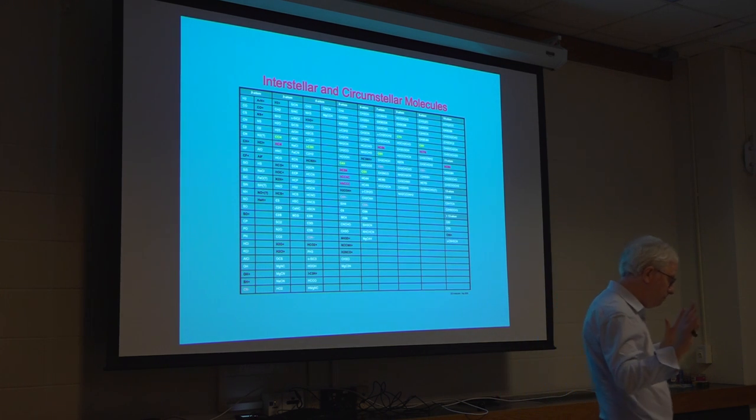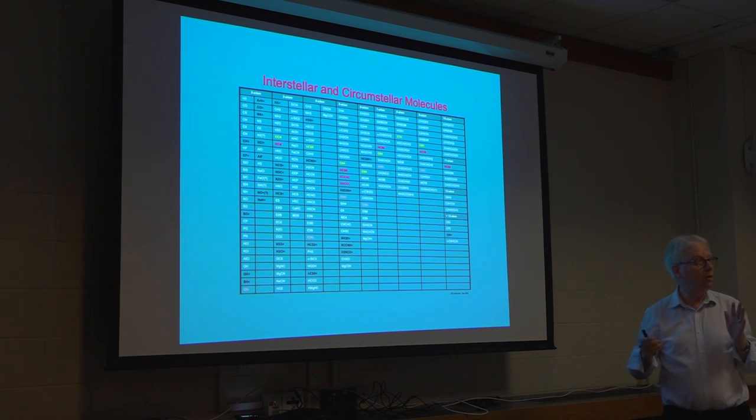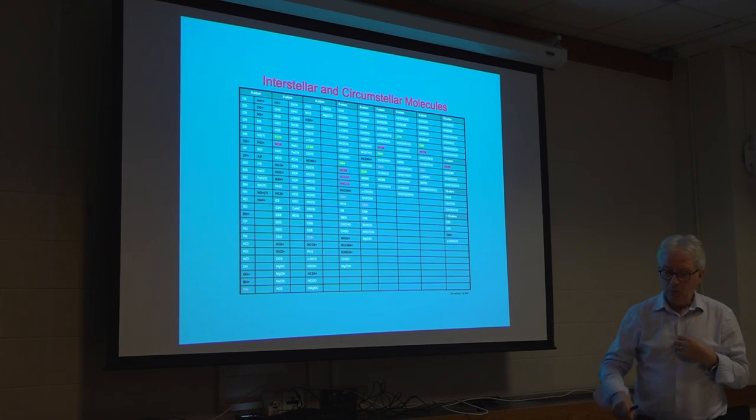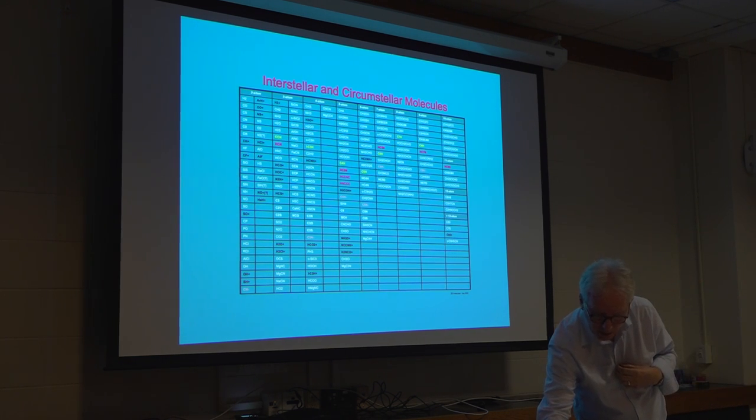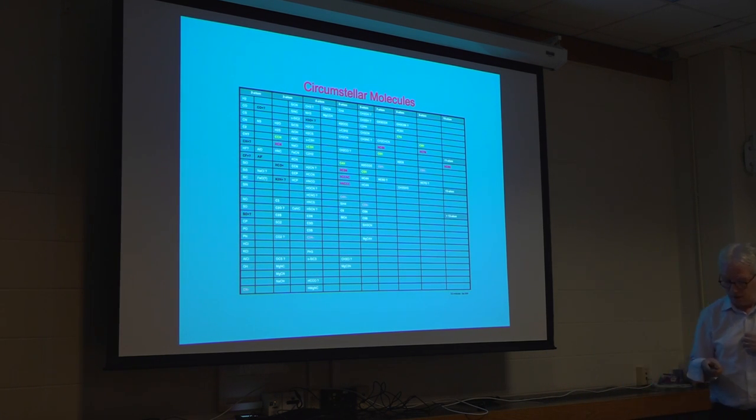This picture is just a table, a list of all the detected interstellar molecules. There are 210 of them. You're not meant to pay any attention to them, except that over the last decade we've been detecting bigger and bigger molecules in the interstellar medium. When you pick out those found in circumstellar envelopes, you find that well over 100 molecules have been detected there.